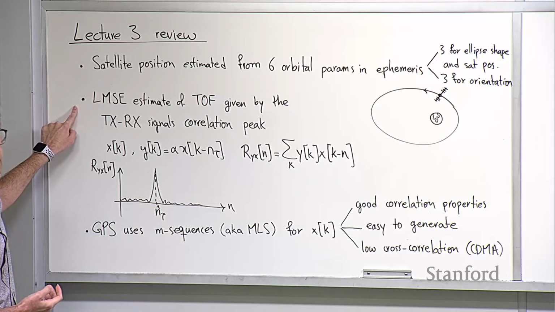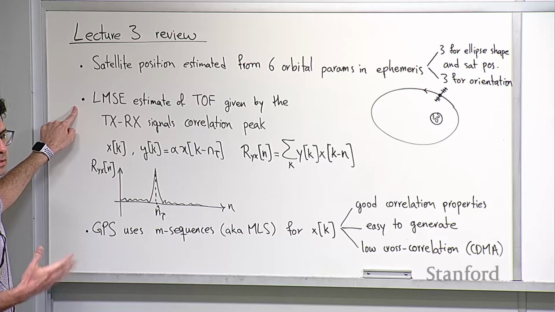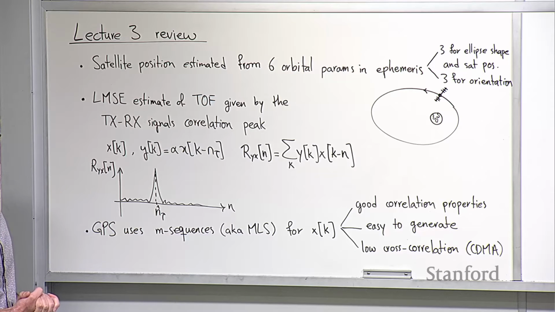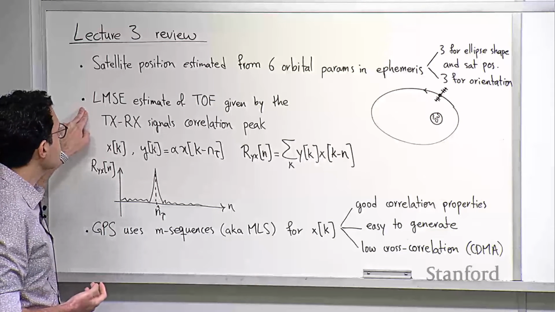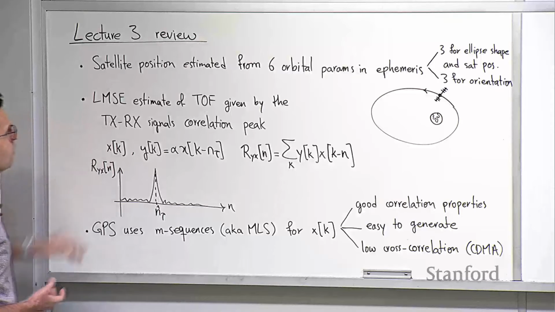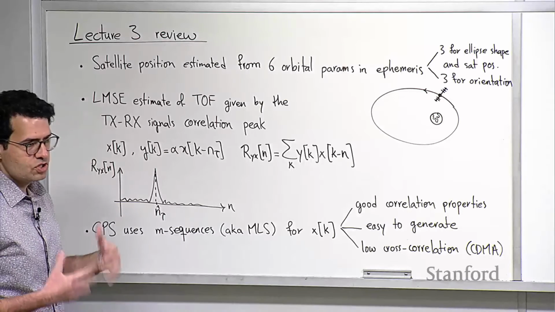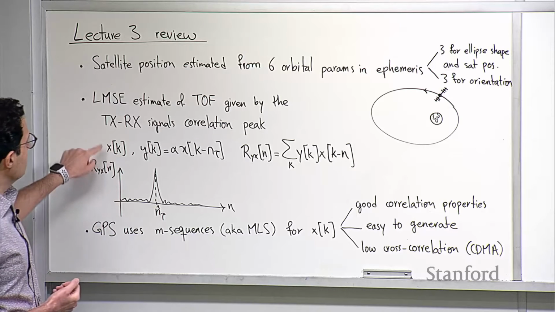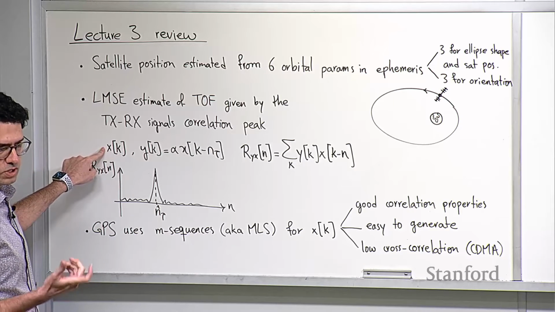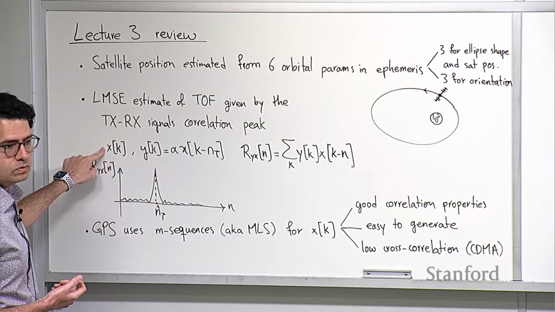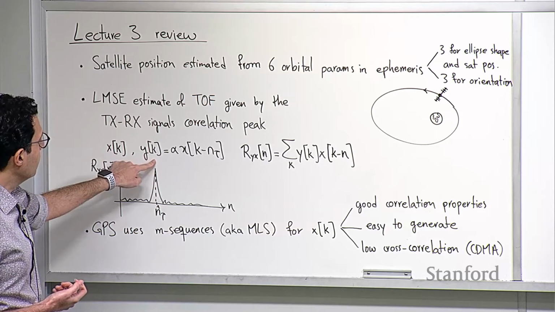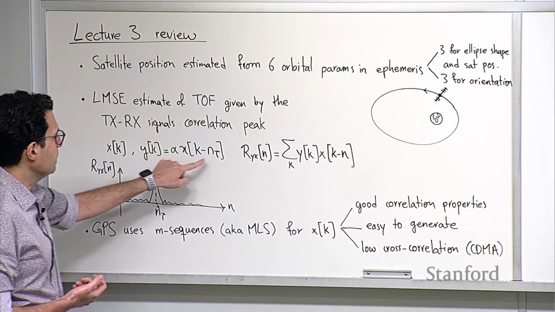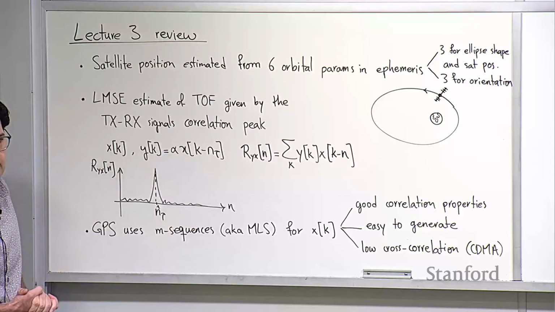The second key idea we talked about, we kind of demystified this idea of time of flight estimation using ranging codes, right? So we basically derived the least mean square error estimate of the time of flight in a very general setup, right? We formulated it as an optimization problem. Some signal x of k is transmitted, whose waveform is known to the receiver. The receiver measures y of k, which is an attenuated and delayed version of x of k.